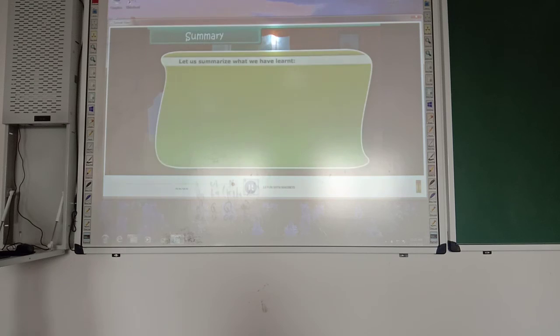Let us summarize what we have learned. A magnet attracts magnetic materials. The ends of a magnet are known as poles of magnets. A free magnet always points in the north-south direction. Similar poles of the magnet repel each other, while different poles of the magnet attract each other.